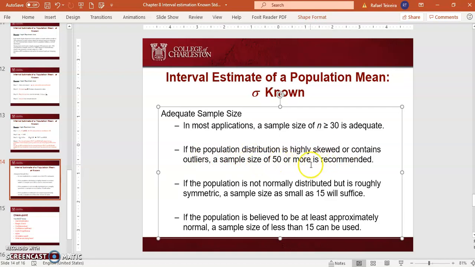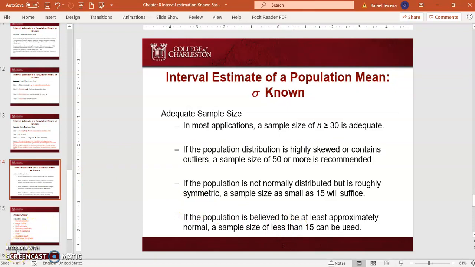If the population is not normally distributed but is roughly symmetric, a sample size as small as 15 will be enough. And if the population is believed to be at least approximately normal also, a sample size of less than 15 can be used. Okay, that's all for this video.